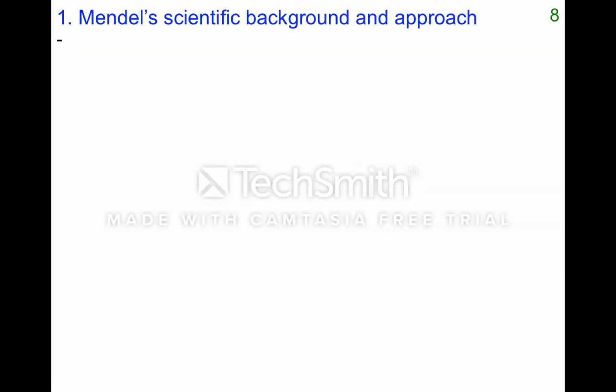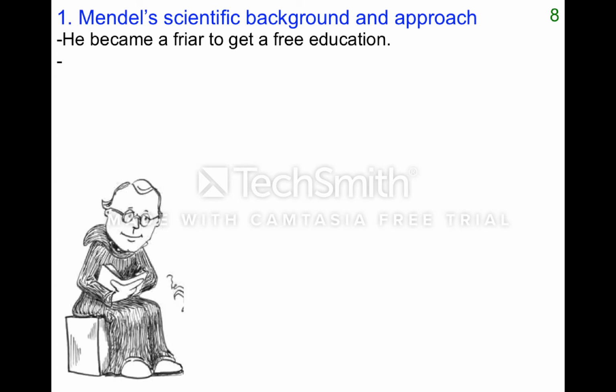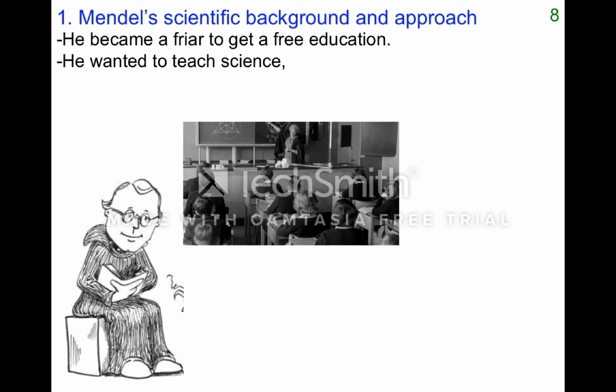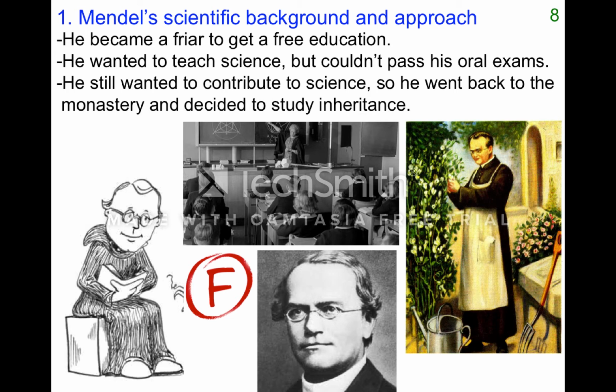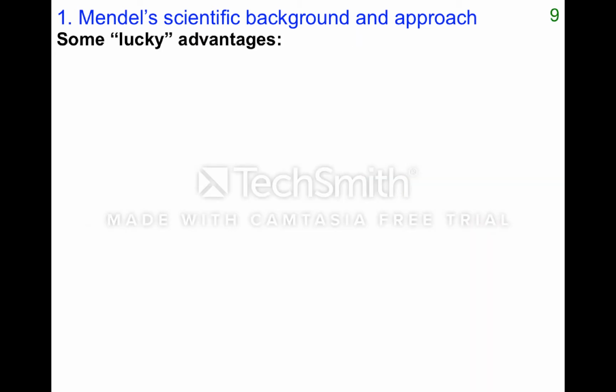So first, in terms of Mendel's scientific background and his approach to studying inheritance. Mendel himself became a friar, mainly because he wanted to get a free education. What he wanted to do was teach science, but unfortunately he couldn't pass his oral exams, and therefore he wasn't allowed to go into teaching. But still, he really wanted to contribute to science, which is why he went back to the monastery and he decided to study inheritance, right? How traits get passed on from parent to offspring.